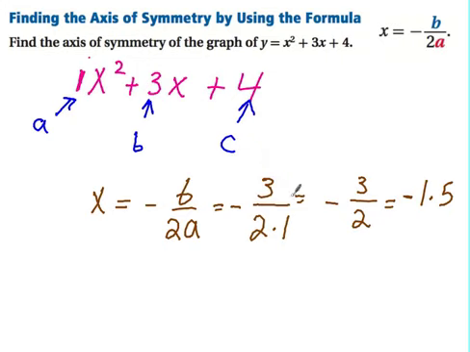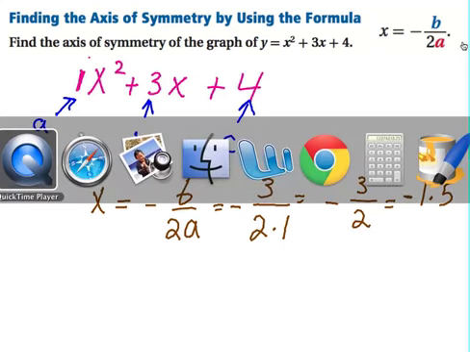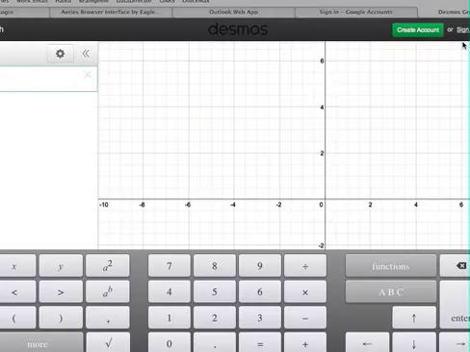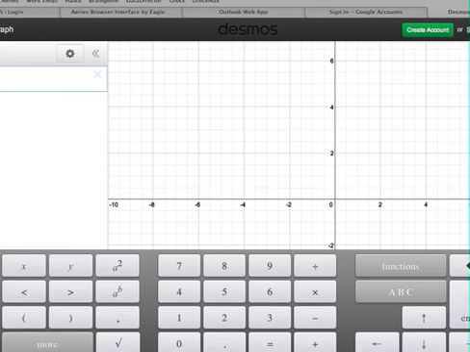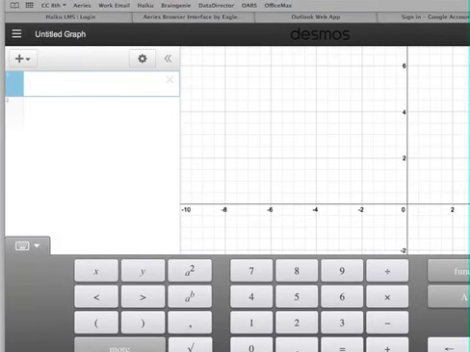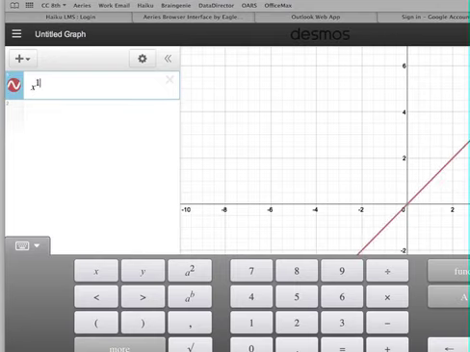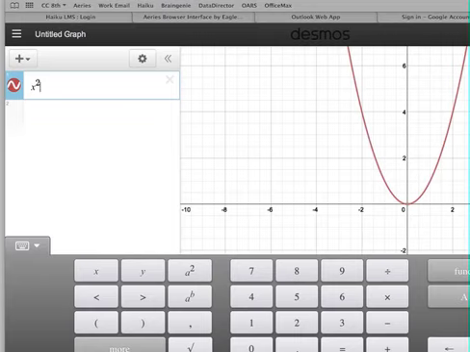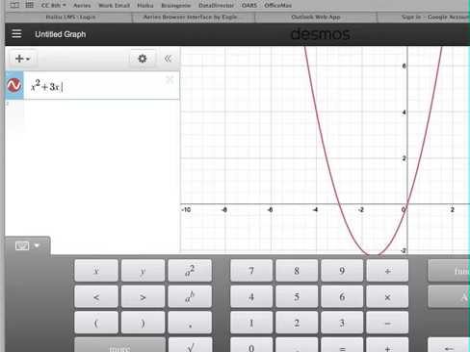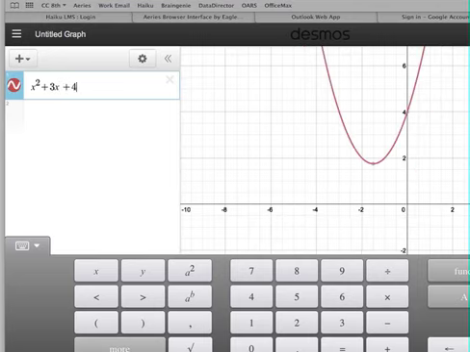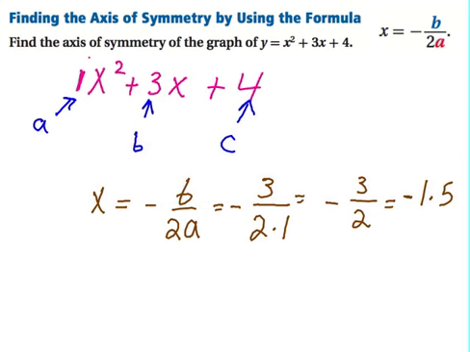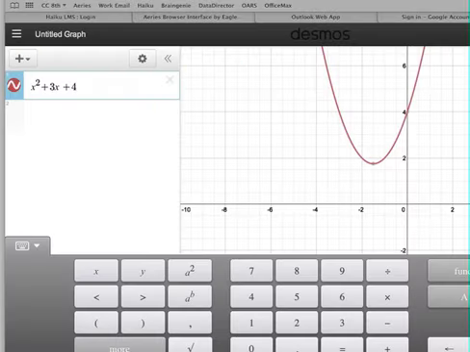Now if you want to show this, we can try to graph this equation right here. So let's go ahead and try to graph this equation on the graphing calculator. So let's go ahead and write the equation. x squared plus 3x plus 4. Check if this is the right equation, and it is.